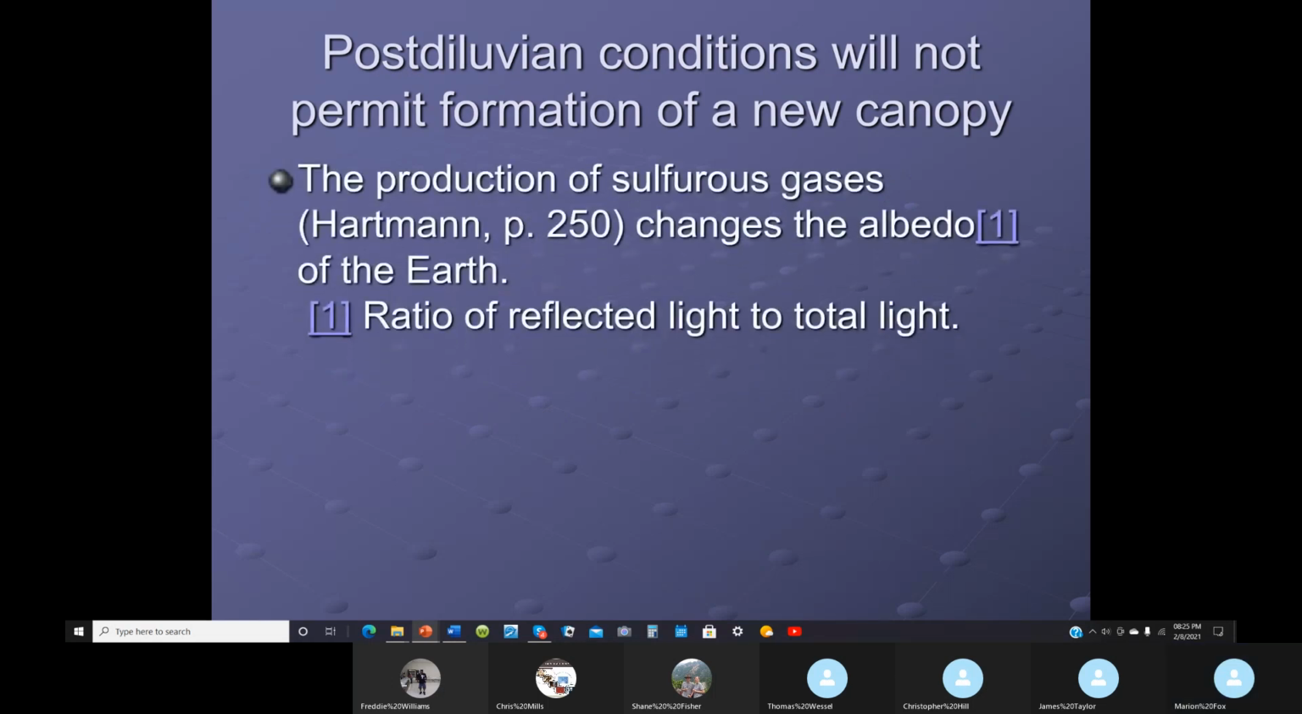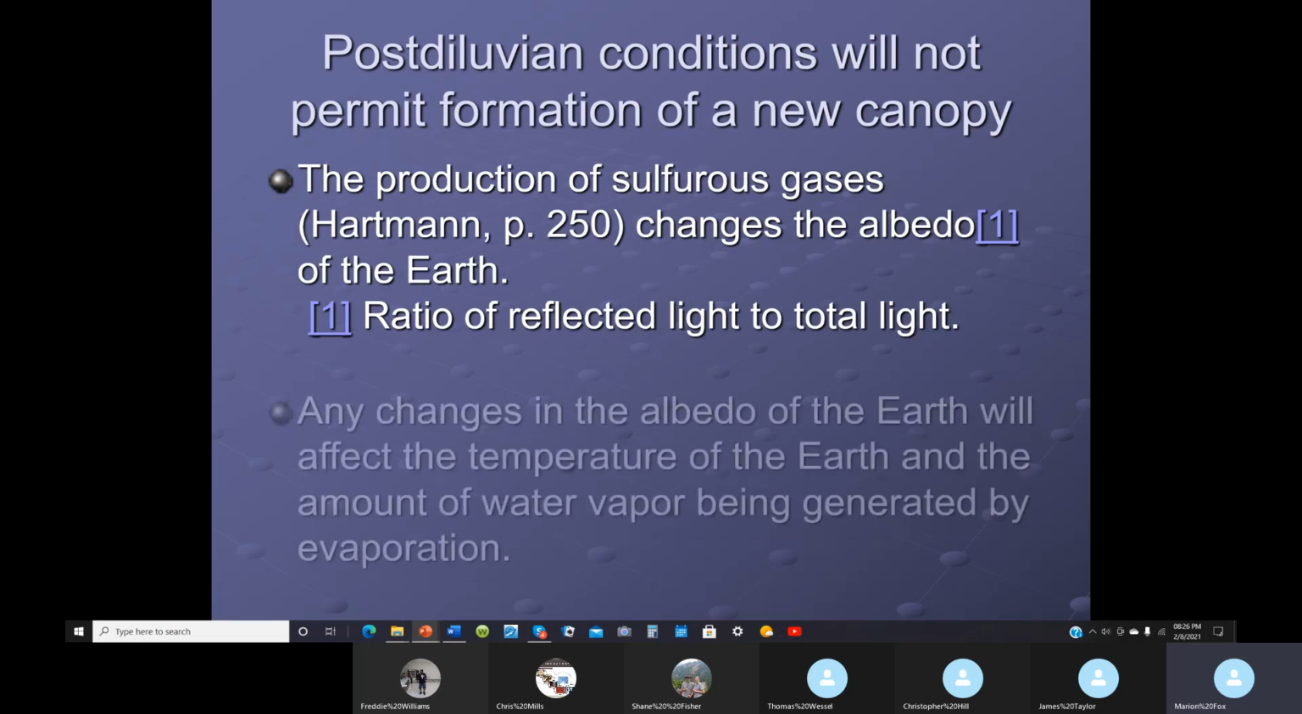All right. Production of sulfurous gases, Hartman, page 250, changes the albedo of the Earth. Now, that's the reflectivity of the Earth, the ratio of reflected light to total light coming in. If we have half the light reflected, the albedo is 0.5. If we have 60% of it, it's 0.6. It's the ratio of the reflected light to the total light coming in.